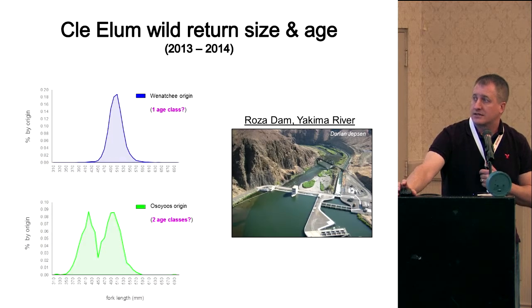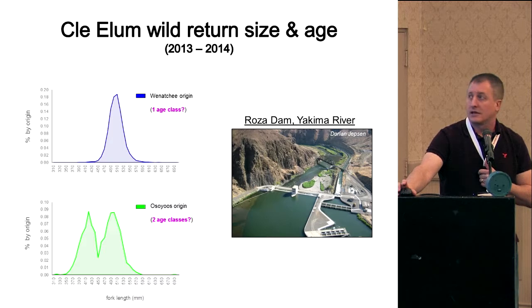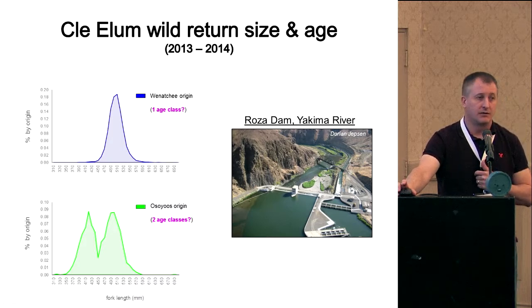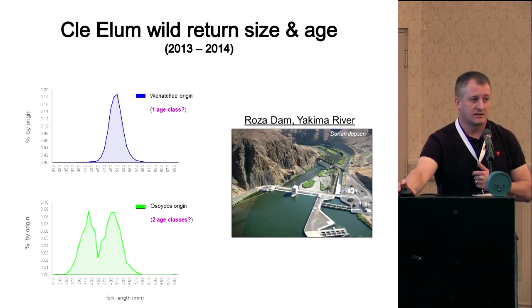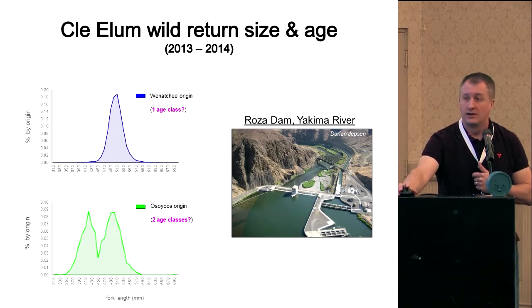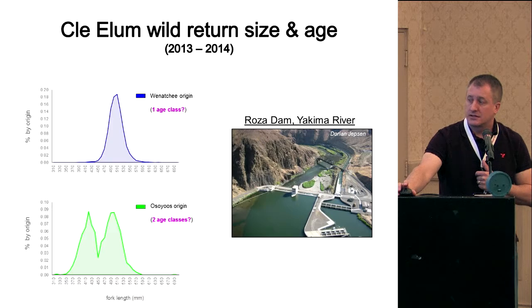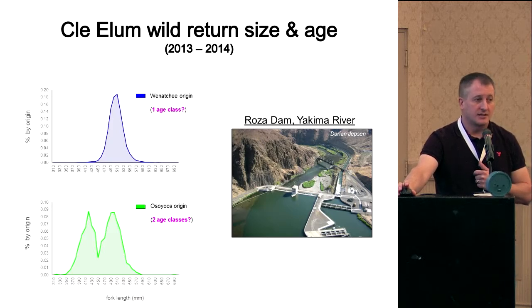So here's what the size distribution of those returns looks like. Looks to me like the Wenatchee origin are dominated by 1 age class of fish. In fact, it looks like there's only 1 age class of fish there. Whereas with the Sockeyes, it looks like there's 2. I don't have ages on these fish, this is the size distribution.